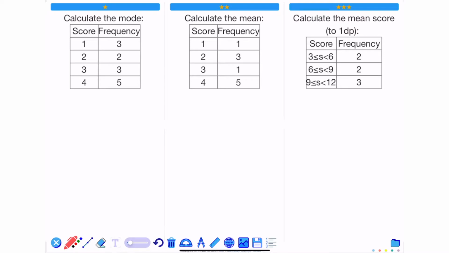In this video, we're going to be looking at how we can calculate an average from a frequency table. There are three types of average: mode, mean, and median. This video is going to focus on mode and mean.